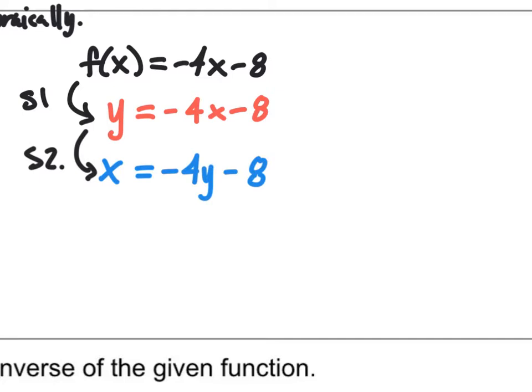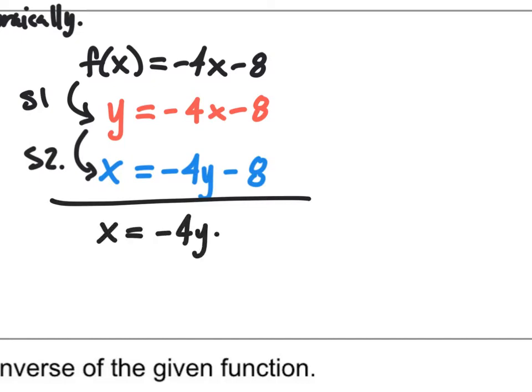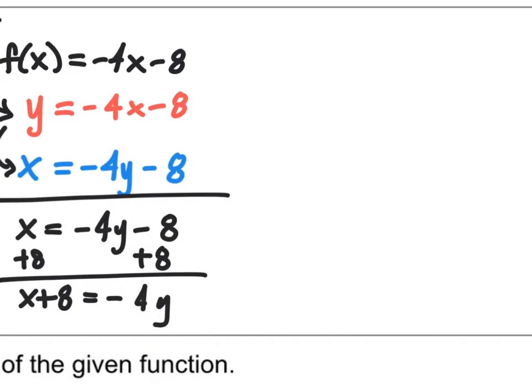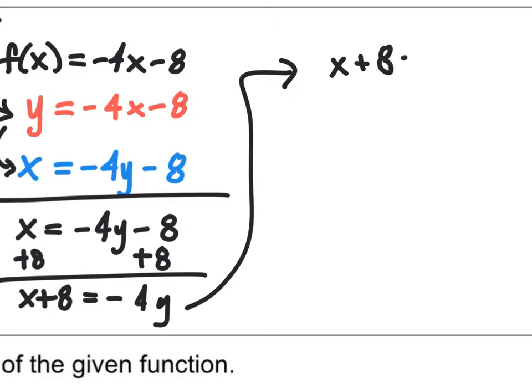Let me do that real quick. Let me make a page break here. I'm going to rewrite that same equation: x equals negative 4y minus 8. I'm going to solve for y, so I'm going to add 8 to both sides. Then I get x plus 8 is equal to negative 4y. I'm going to do this up here, rewriting this as x plus 8 is equal to negative 4y.